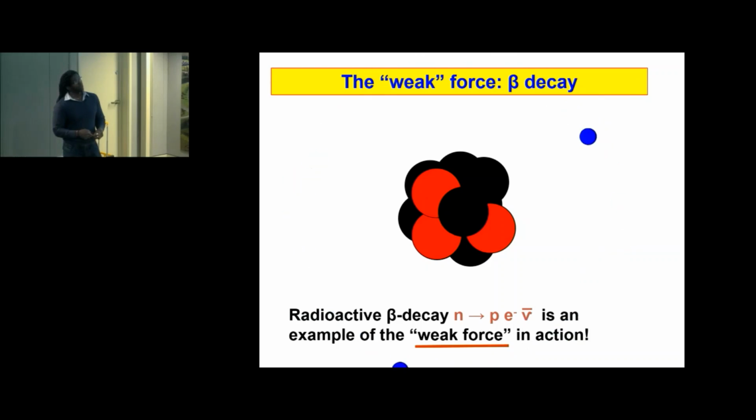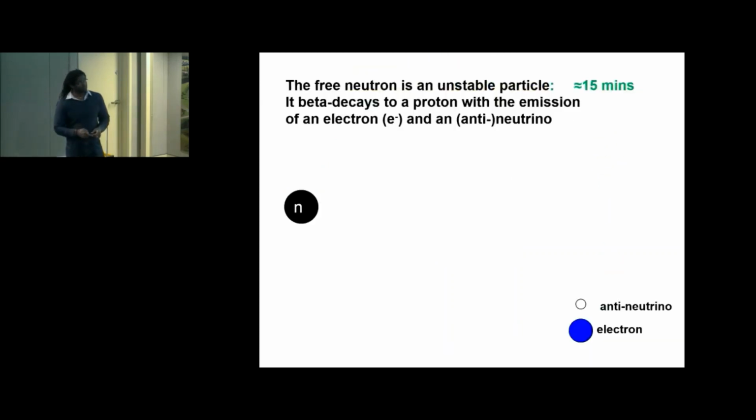Okay, so I mentioned the electromagnetic force, the strong force, now the weak force. You may be familiar with the weak force as far as beta decay. In beta decay, for example, the neutron decays into a proton, electron, and an antineutrino. There are lots of radioactive nuclei which will decay via beta decay. What you see here is a nucleus with electrons orbiting, and then in the beta decay, one of the nucleons will change to a proton and emit an electron.